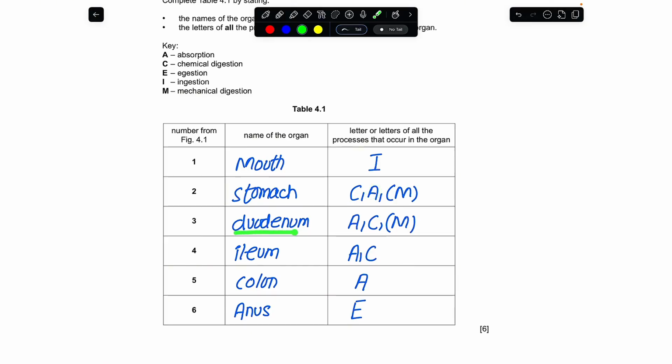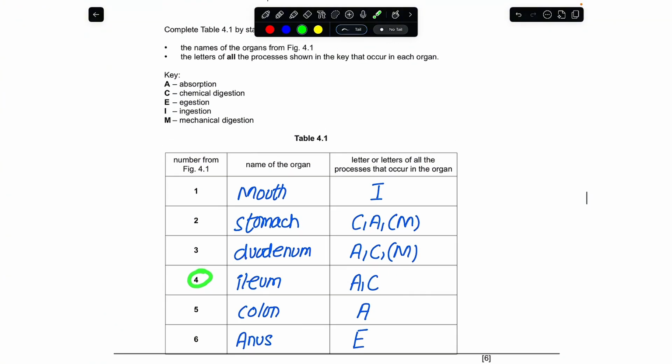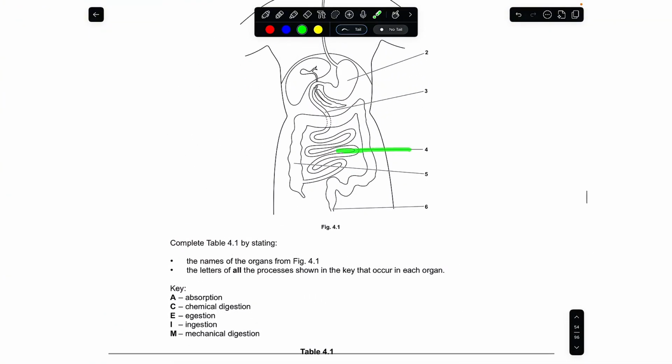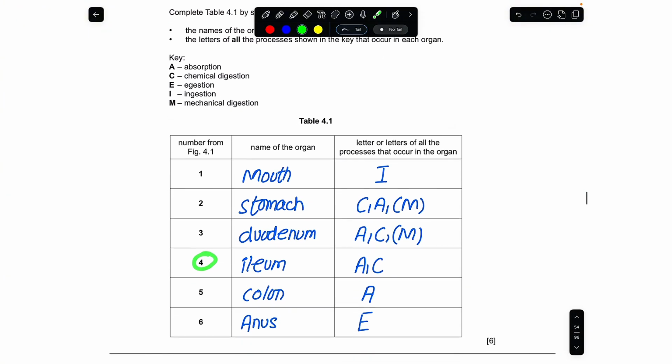As far as the first part of the small intestine, number 3, it was the duodenum. We know that this brings about absorption and also slight mechanical digestion, due to the presence of the muscles pushing the food onward. And we can never forget the letter C, because the duodenum is a site of chemical digestion as well.